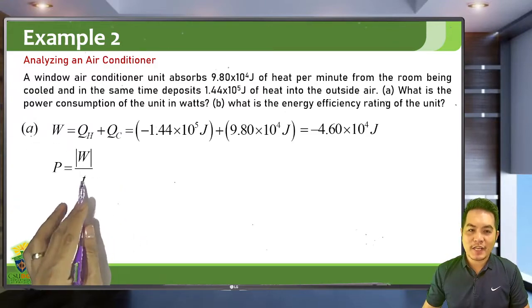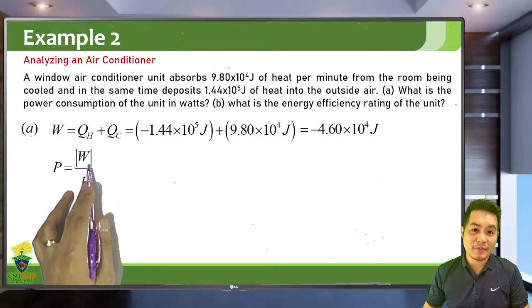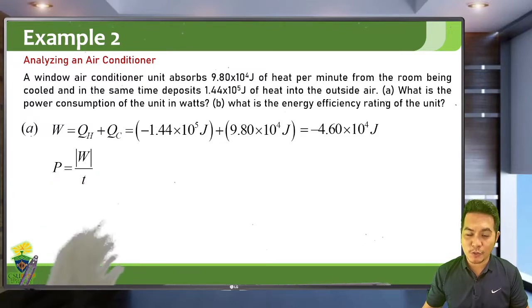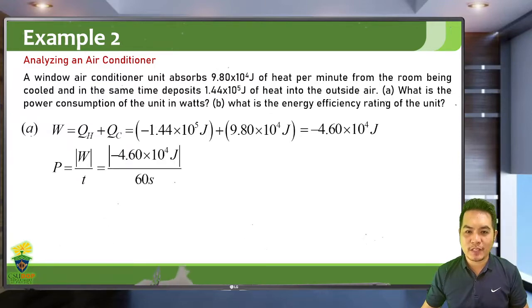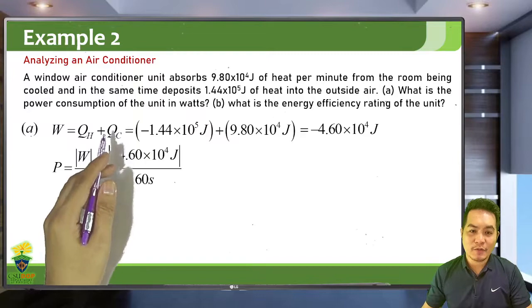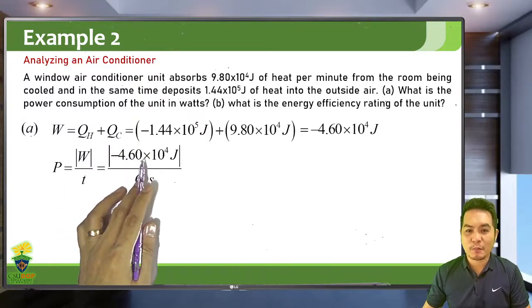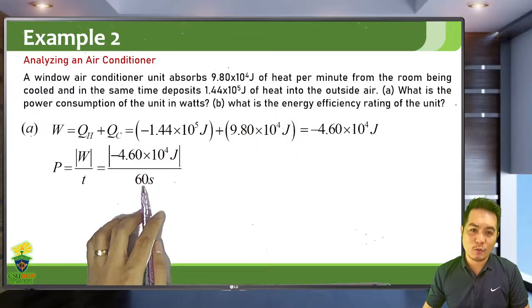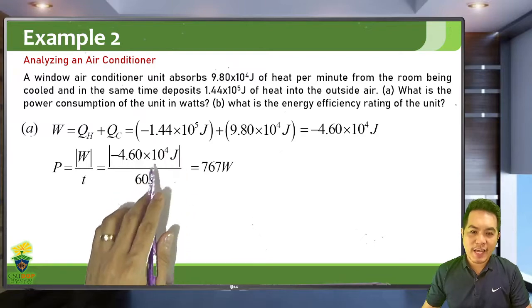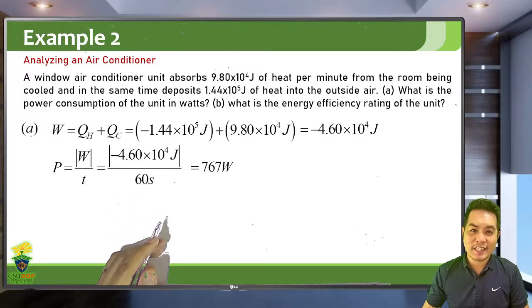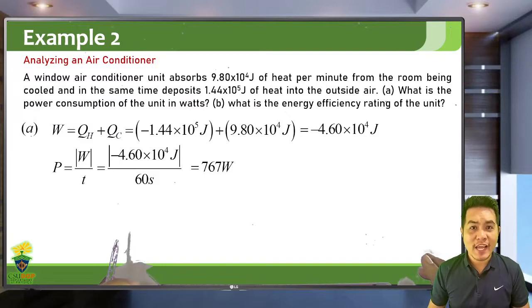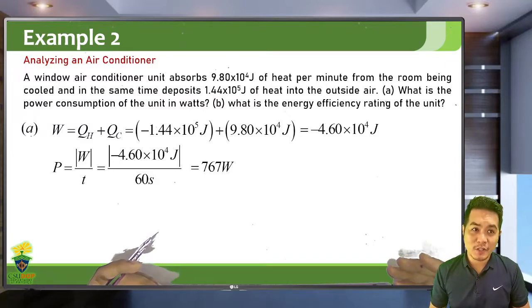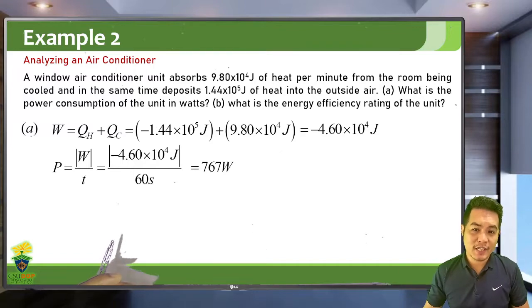So the power is just work per unit time. In this case, we'll just use the absolute value of the work because this is basically just the energy consumed per unit time. So the energy consumed is positive 4.60, the absolute value of negative 4.60, times 10 to the 4 joules per minute. One minute is 60 seconds, and joules per second is the unit called watts. So 767 watts. This is approximately a 1 HP, 1 horsepower air conditioner, since 1 HP is around 746 watts. So that is the power consumption of this air conditioner in watts.